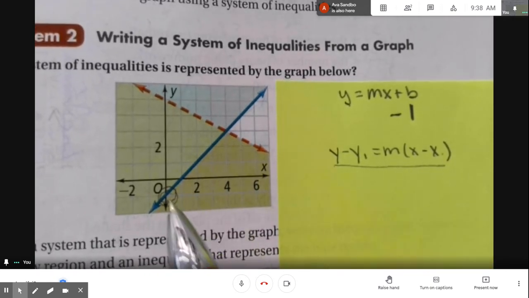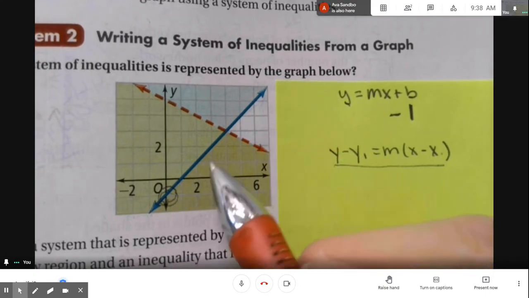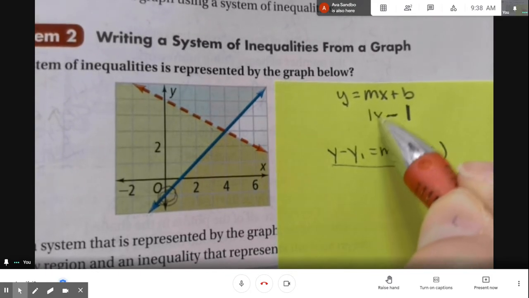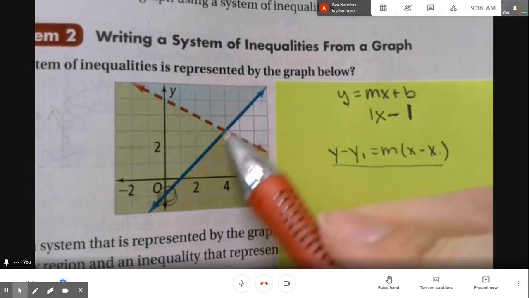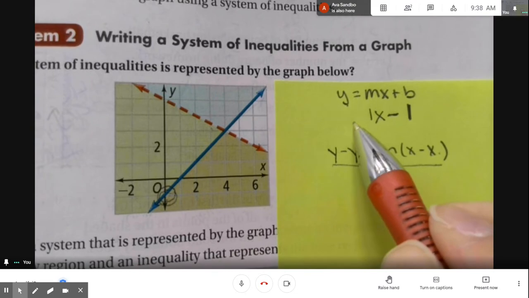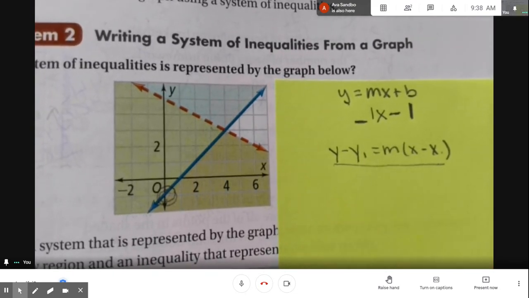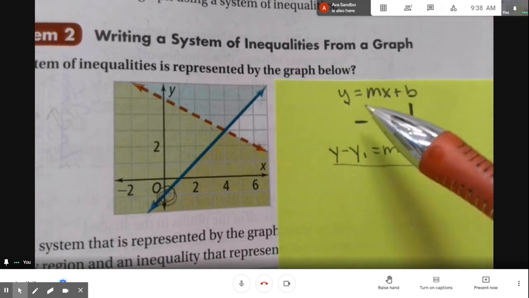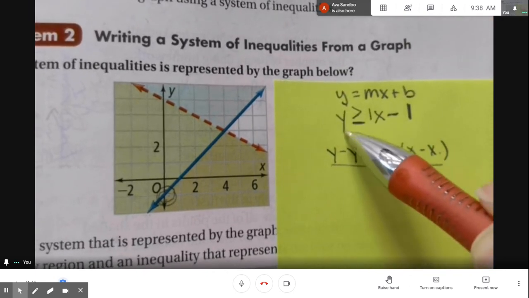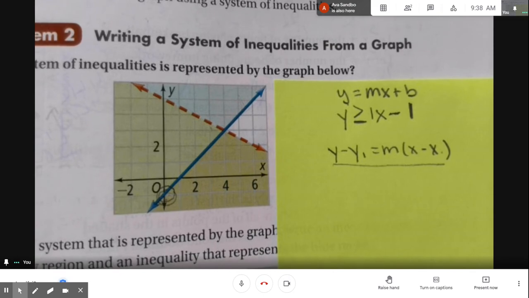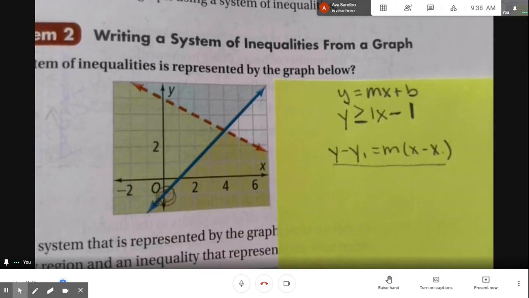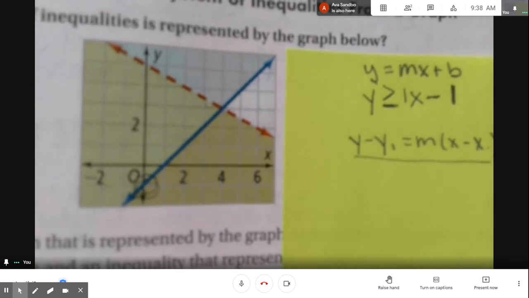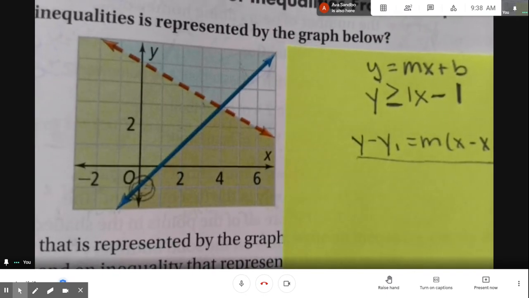All right, so this is -1, and then your slope is 1x. You have a solid line, so you'd put it like that. The shading on this blue line appears to be above, so you do it like that. Now try to write the inequality for that red dashed line. Write the inequality for that red dashed line right there.